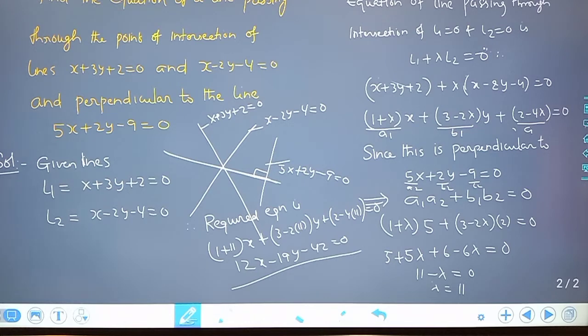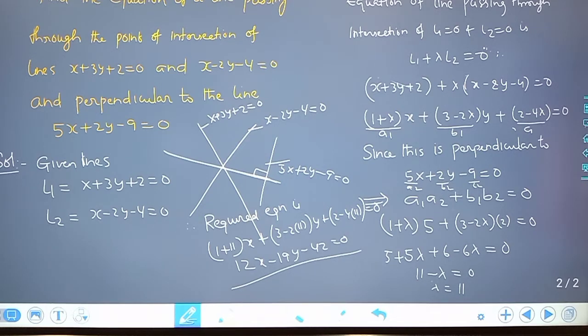What you did: you just observe, generally when asked a question, try to understand the question carefully and then go for the problem. What is the question given? Find the equation of a line which is passing through the point of intersection of the two lines x plus 3y plus 2 is equal to 0 and x minus 2y minus 4 is equal to 0, and perpendicular to this line. So first of all, two lines are given: L1 is x plus 3y plus 2 is equal to 0 and L2 is x minus 2y minus 4 is equal to 0.